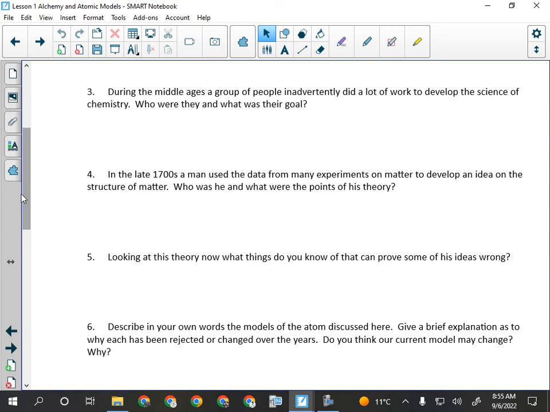Question number 4. In the 1700s was when Dalton came up with the atomic theory. Hopefully you summarized the 4 points into something along these lines. All matter is made of tiny, indivisible particles called atoms. Atoms of one element are identical. Atoms of different elements are different. Atoms can combine in simple whole number ratios to form compounds. That part's got to be in point number 3 about the whole numbers. And fourthly, in a chemical reaction, atoms can be separated, joined, or rearranged, but not turned into the atoms of other elements. Those are the 4 points of Dalton's atomic theory.